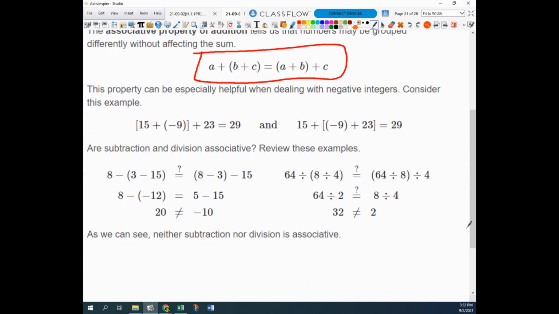Notice it does not work for subtraction. If I have an 8 and a 3 and a 15, well, 8 minus the quantity 3 minus 15, 3 minus 15 is negative 12, right? 8 minus negative 12 is 20. The quantity 8 minus 3, which is 5, minus 15 is negative 10. Different answers. So the associative properties, again, only work for addition and multiplication. Okay? Give me thumbs on that. All right, it's a good place to end.